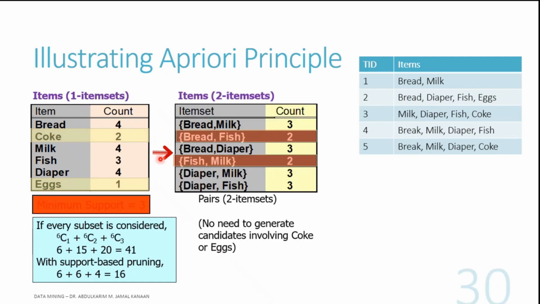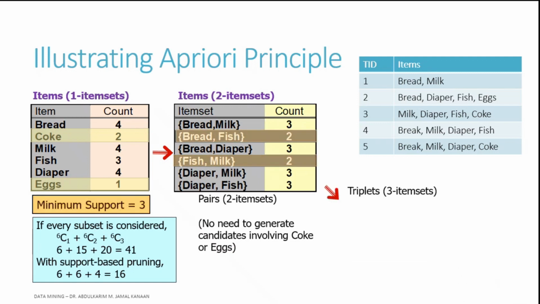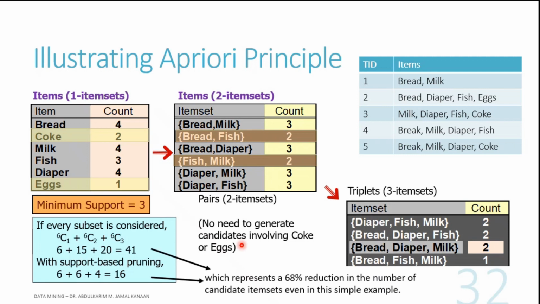And notice, as already written, no need to generate candidates involving cock and egg. Now notice, if you are following the brute force approach, reaching 3 item sets, you will have to generate 41 item sets. But if you are following the Apriori principle with support count, then this is down from 41 to 16 item sets. So in total, we have generated only 16 item sets. So the Apriori principle has saved 68% of candidate generation.